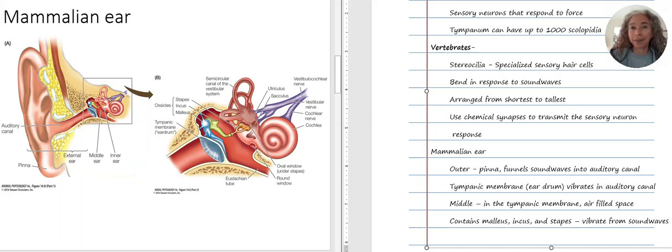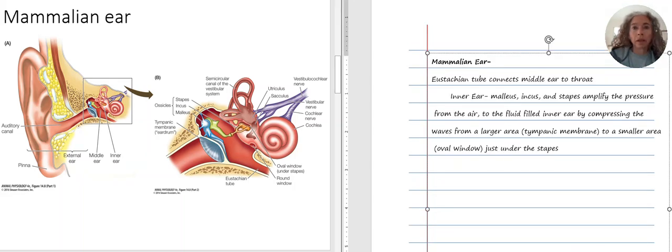the inner ear. The middle ear also contains this structure called the eustachian tube. And the eustachian tube is going to connect the middle ear to the throat to help equalize pressure and drain any fluids. The inner ear is fluid filled, and this can complicate the transmission of sound waves.